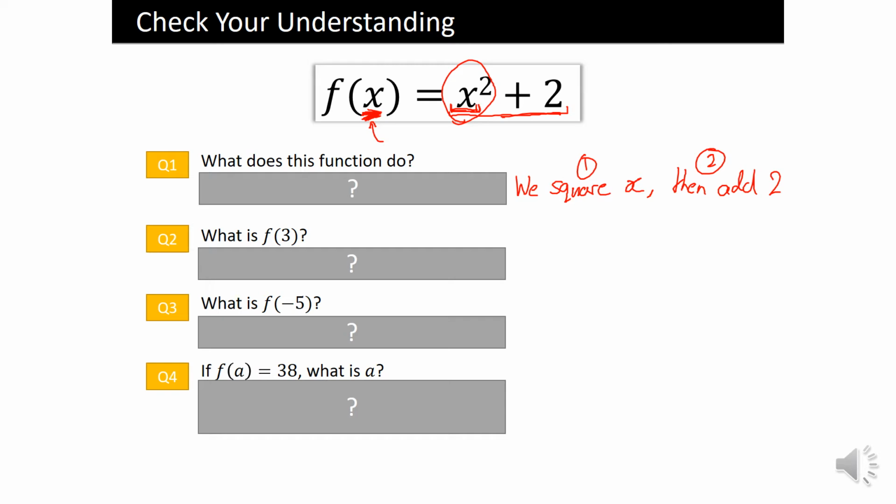So what is f of 3? So we've done question 1, f of 3. So what that means is if the input was 3, what is our function going to be? So f of 3 equals, so you can see in our example up here, this is f of x.